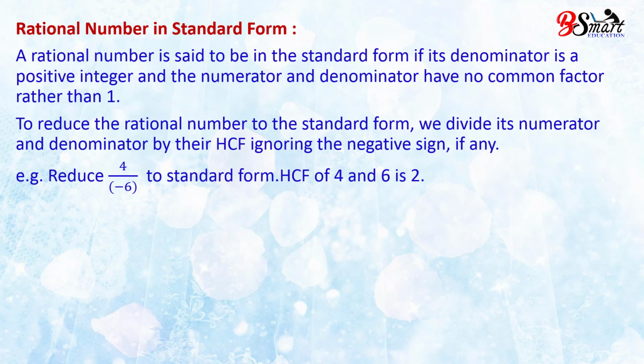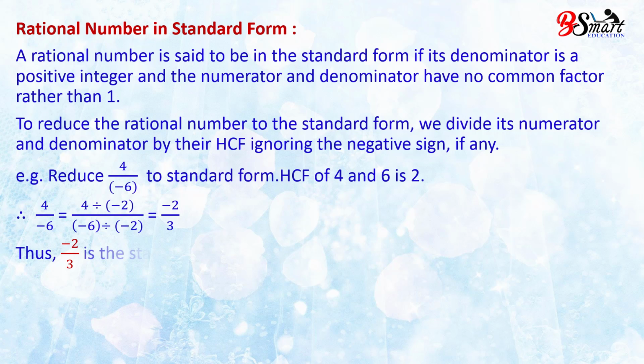For example, reduce 4 by minus 6 to standard form. HCF of 4 and 6 is 2. The denominator of 4 by minus 6 is negative. Hence, we divide the numerator and the denominator of 4 by minus 6 by minus 2. Therefore, 4 by minus 6 equals 4 divided by minus 2 and minus 6 divided by minus 2. 2 2s are 4 and minus times minus is plus, 2. 2 3s are 6 and minus times minus is plus, 3. Thus, minus 2 by 3 is the standard form of the rational number 4 by minus 6.